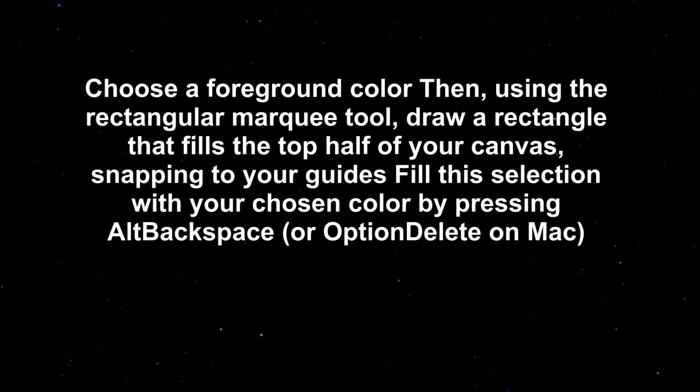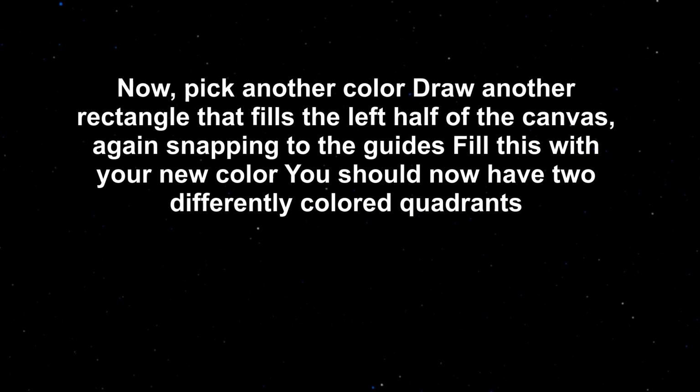Choose a foreground color, then, using the rectangular marquee tool, draw a rectangle that fills the top half of your canvas. Snapping to your guides, fill this selection with your chosen color by pressing Alt Backspace, or Option Delete on Mac. Now, pick another color.